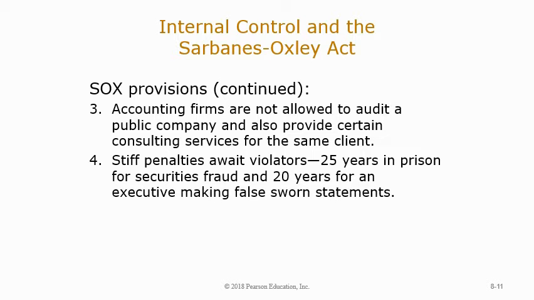Number four, the fourth provision here, it gives stiff penalties for violators. So if your company is found to be violating one of these provisions, it's 25 years in prison for securities fraud and 20 years for an executive making false sworn statements. Basically, if you lie or you screw something up royally, you are going to prison for a very long time. So don't do it.